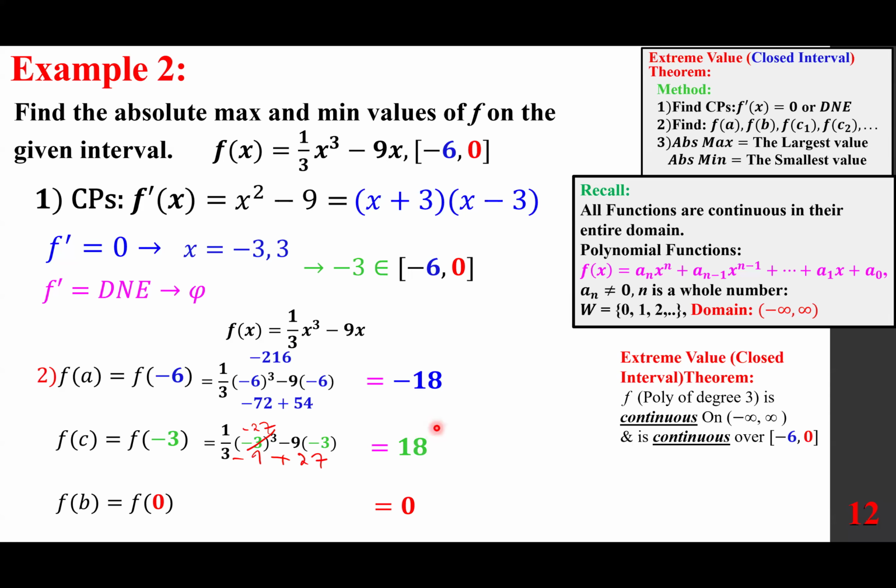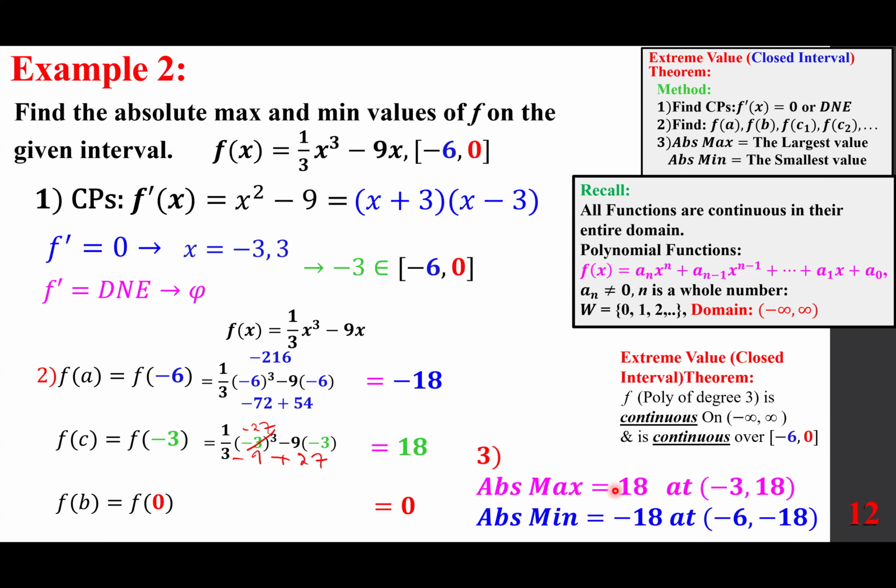18 is the largest value. Absolute maximum is the largest value, 18 at this pair. Absolute minimum is the smallest value, negative 18 at this pair. So you write it in this fashion. Absolute maximum equals 18 at negative 3, 18. Absolute minimum is negative 18 at negative 6, negative 18. You write this the way they want it in order for you to get the full credit. Okay, everybody?